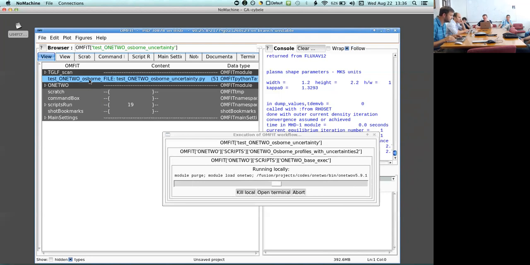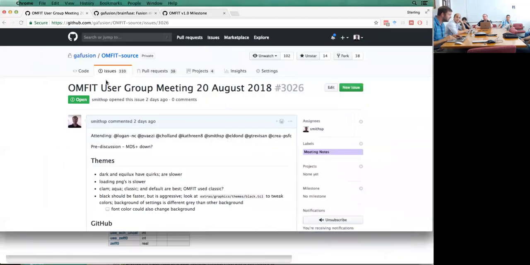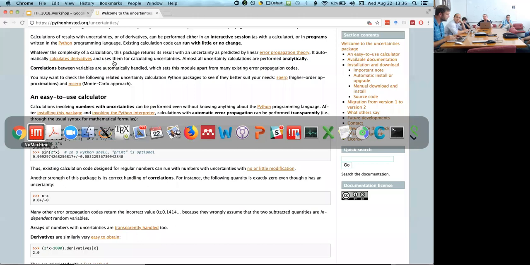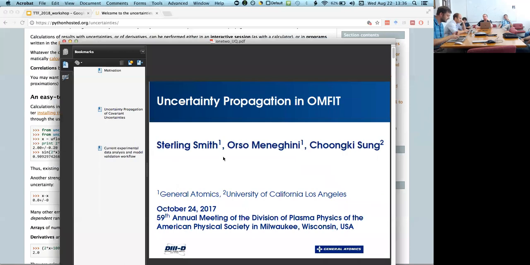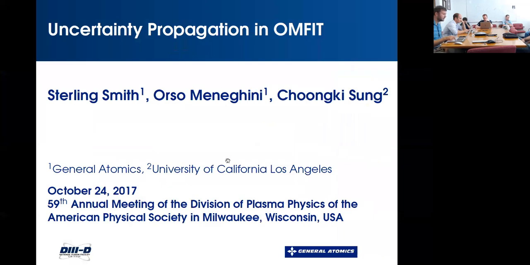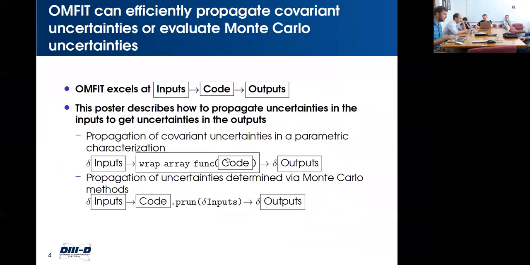I have a small presentation here from APS last year. So let me go to some relevant slides, okay. So fundamentally, what we want to do is take inputs, run them through a code, and get outputs. And more so, take some uncertainty in our inputs, use this wrap array func, which is inside of OMFIT, and get some uncertainty in our outputs.